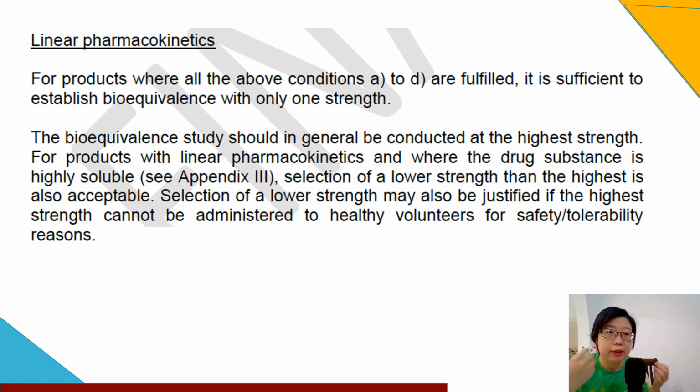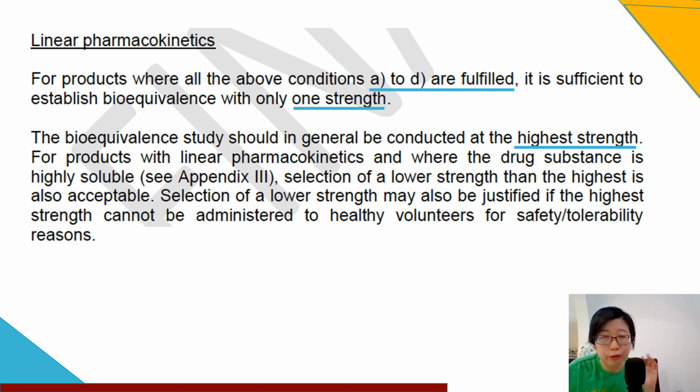Now let's go back a little bit to the linear pharmacokinetics, which may have sounded a little bit confusing earlier on. In this particular subsection, what they talk about tallies a little bit with the one just now when we talked about the biowaiver. You need to fulfill conditions A to D, the four main conditions. Then it is sufficient to just do one BE study for one strength. Ideally, you just do it on the highest strength.